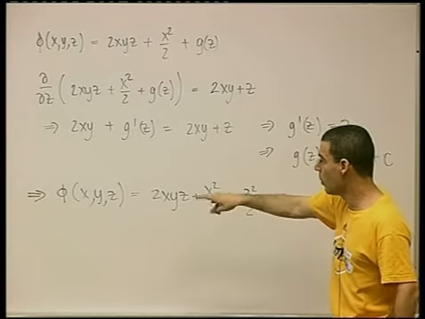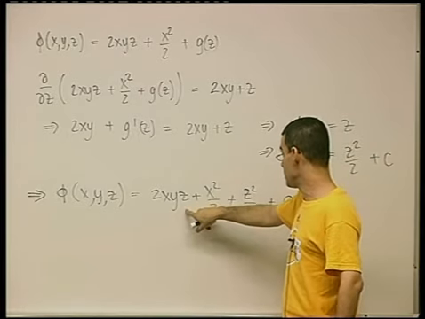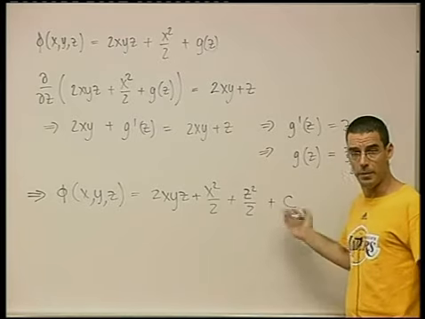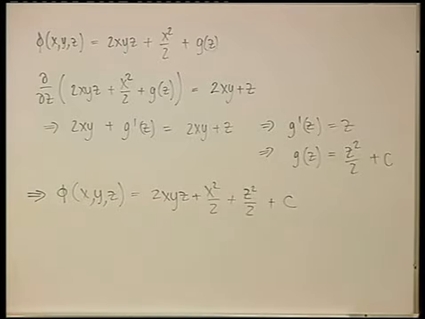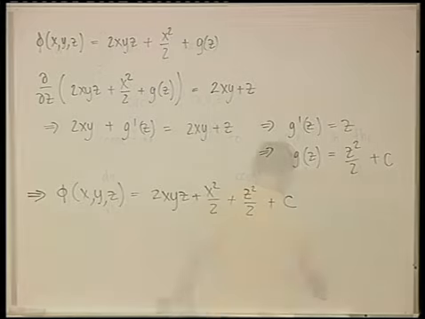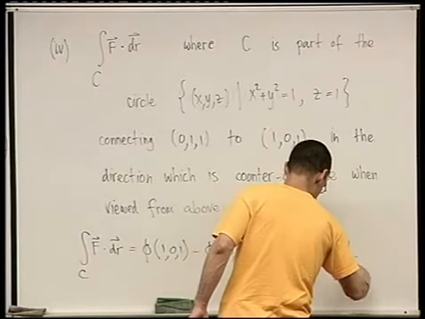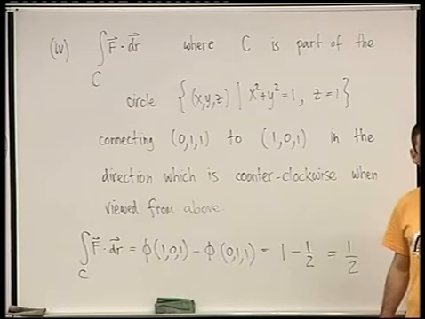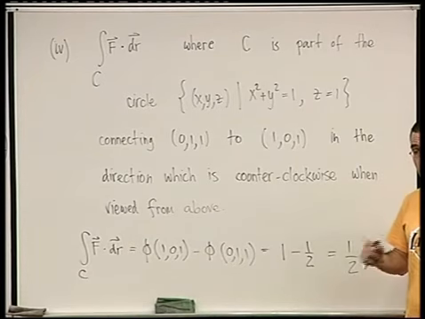And phi at (0, 1, 1), this is again 0. This is 0. And this is 1/2. So it's 1 minus 1/2, which is 1/2. Very easy once you know the potential function. Good? Questions?